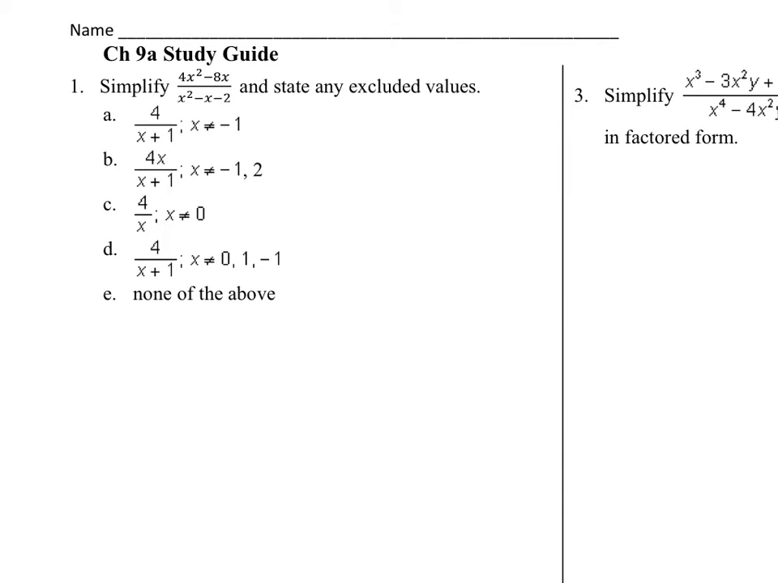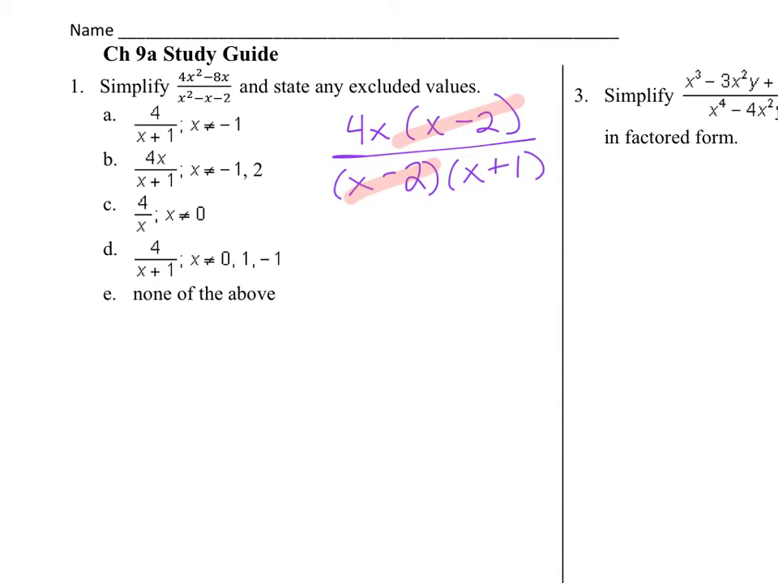To simplify, we first have to factor. The numerator, I can factor out a 4x, and I'm left with x minus 2. The denominator can be factored into factors of 2 that subtract to 1, which are 2 and 1. The negative tells me the larger has to be negative. Notice that I can eliminate the x minus 2's.